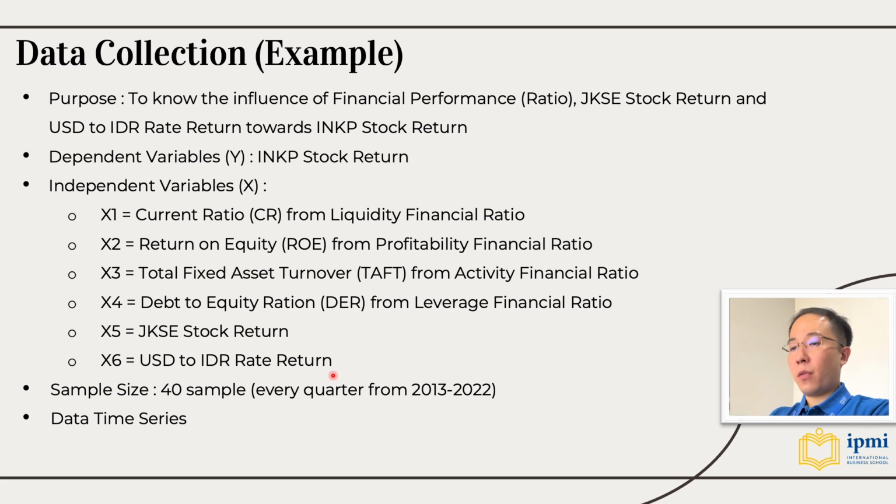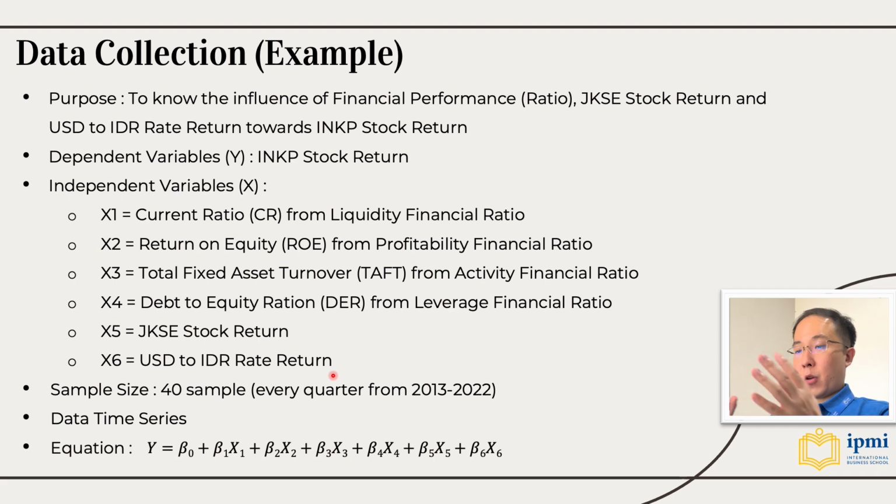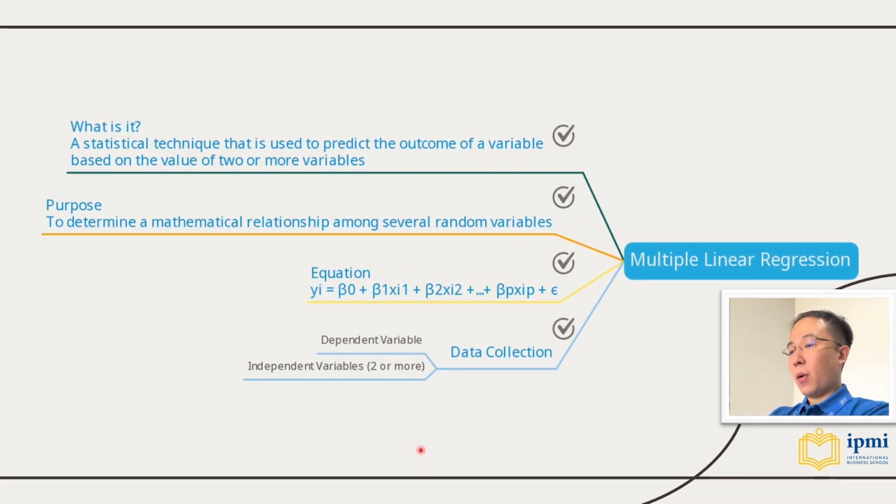The sample size is 40 samples taken from 2013 until 2022. So there are 10 years, and each year has 4 quarters, which means we have 40 samples of data from this case study. The equation for this case study is this one: Y, the dependent variable, equals the 6 independent variables, each with its coefficient. Alright, so this is all about the general information of multiple linear regression.